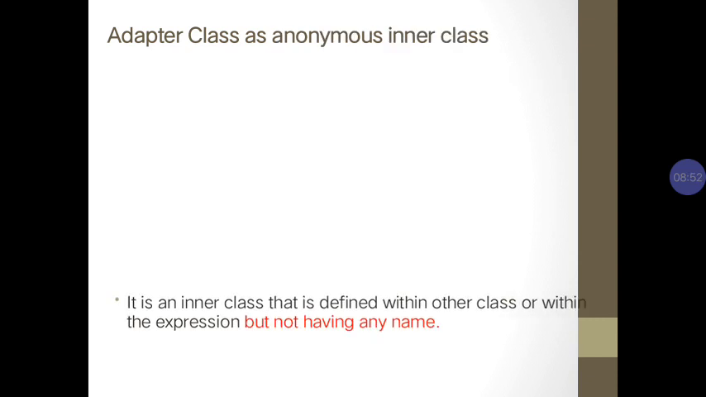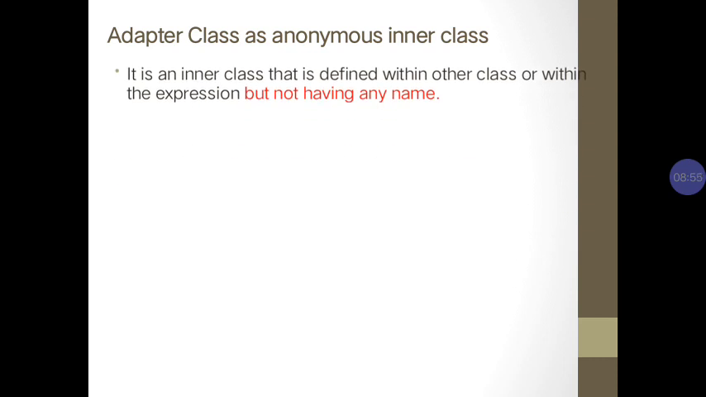Next, the adapter class as an anonymous inner class. What do you mean by anonymous? Anonymous means it's not having any name. Without any name, we are going to write a class. Now we will see how to write a class without any name.